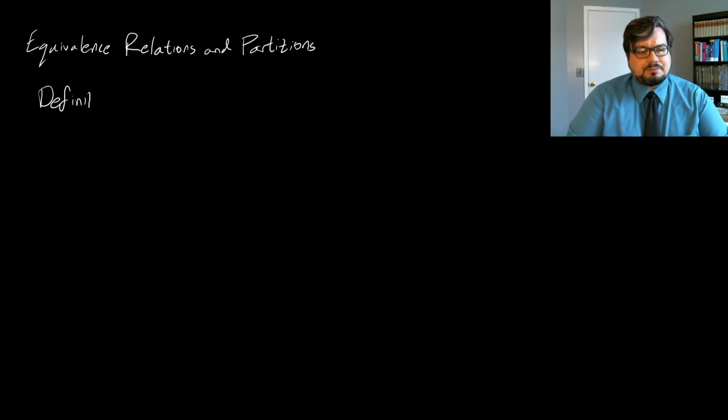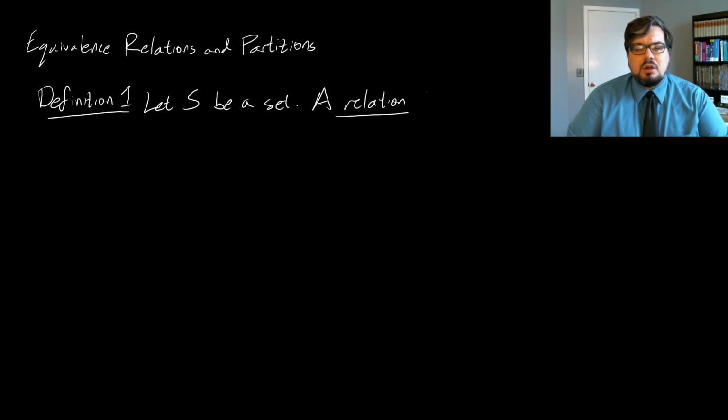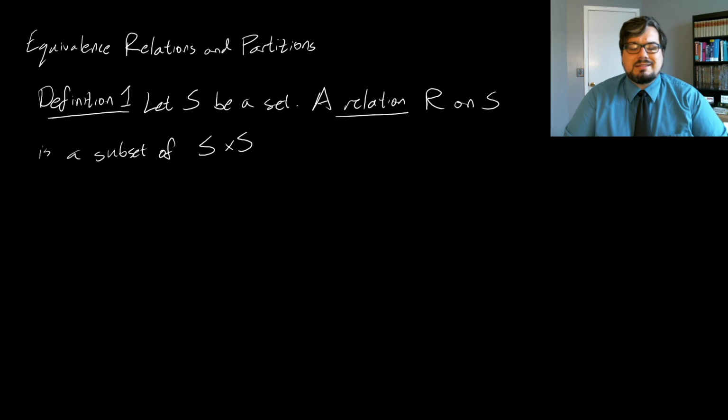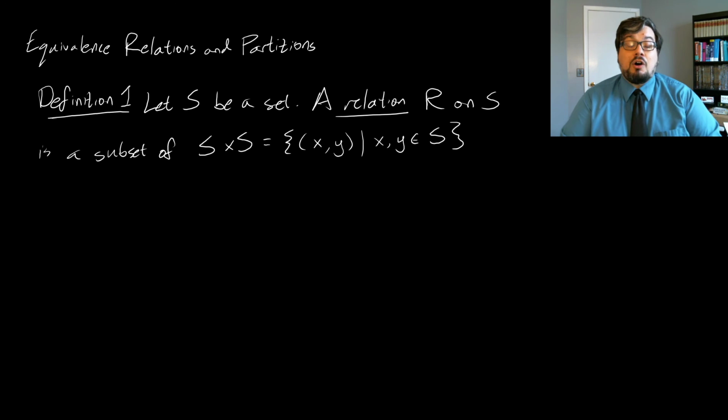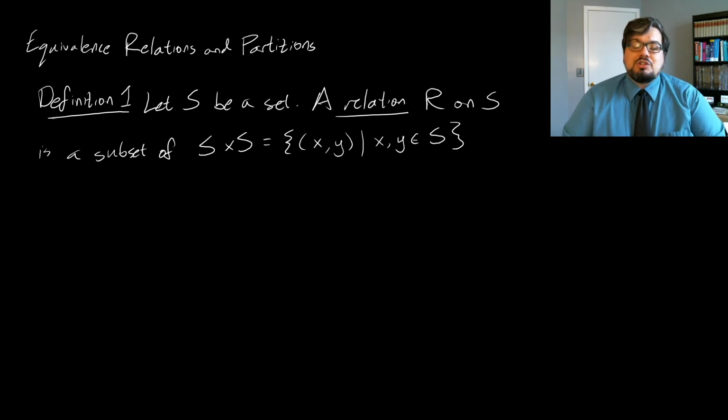So definition 1. Let S be a set. A relation R on S is a subset of S cross S, the Cartesian product of S and S. Remember that this set is the set of all x and y where x and y belong to S, so the set of all ordered pairs x and y. So a relation R is a subset of these. It's going to contain some pairs x, y, where x and y come from S, and it might not contain certain other pairs.